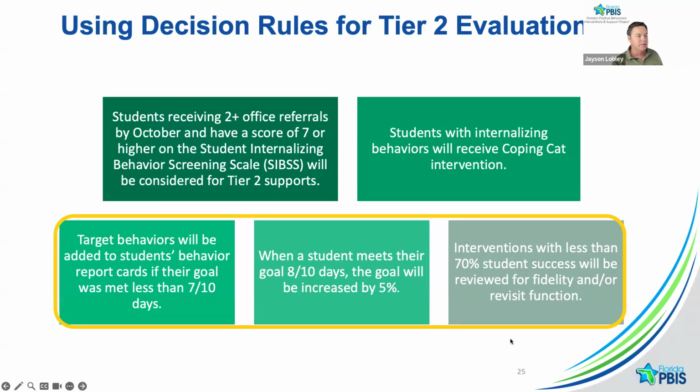This is not an exhaustive list, but these are some things to get you thinking about those decision rules for that group level, or for the intervention level at tier 2.